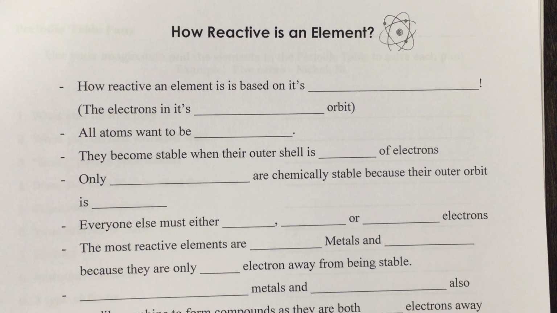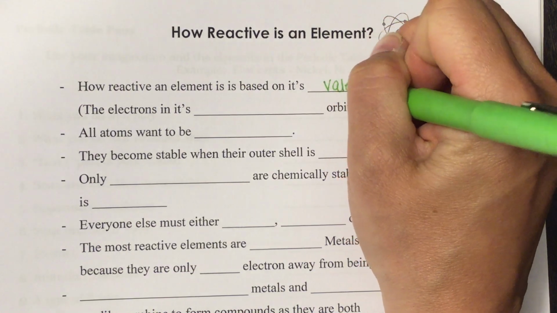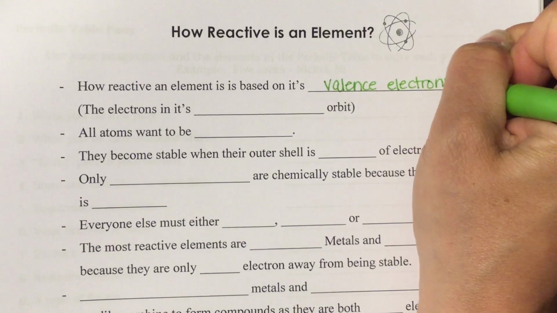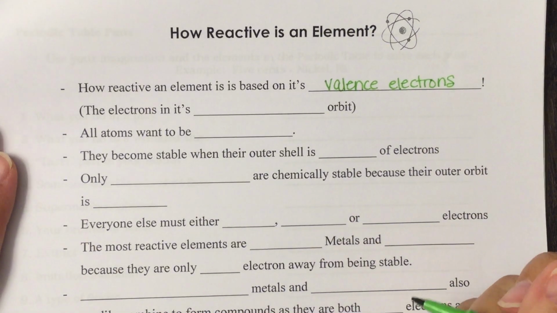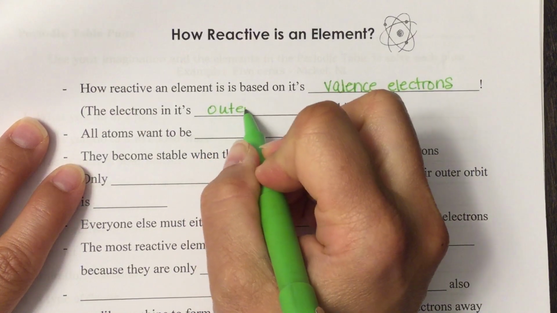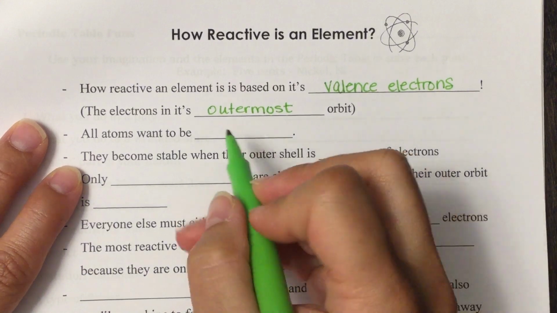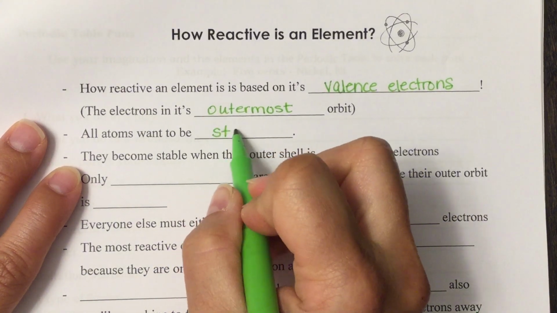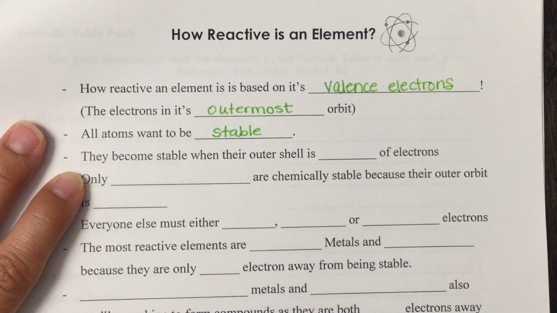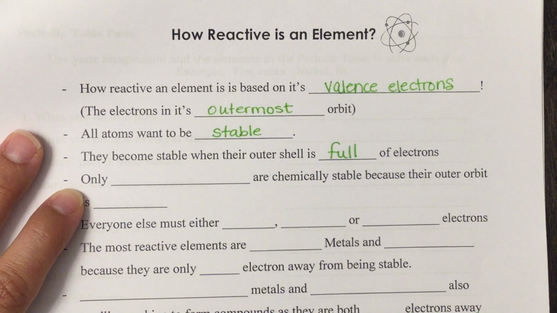So how reactive an element is based on its valence electrons, which are the electrons in its outermost orbit. Okay, so all atoms we know want to be stable. That's their goal. Okay, and they become stable when their outer shell is full of electrons.